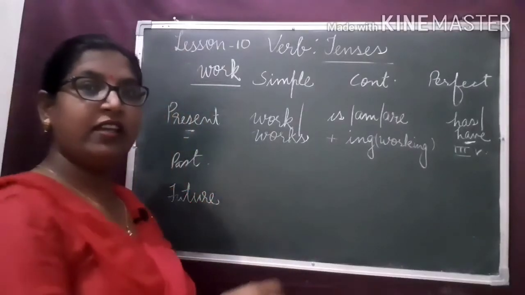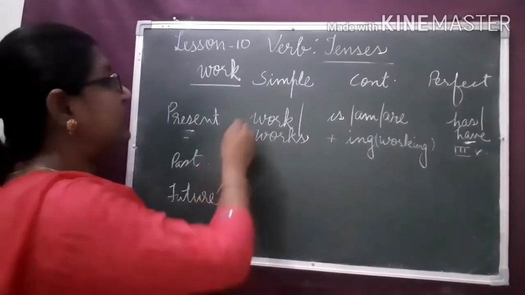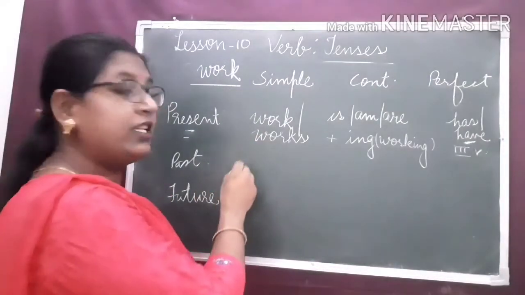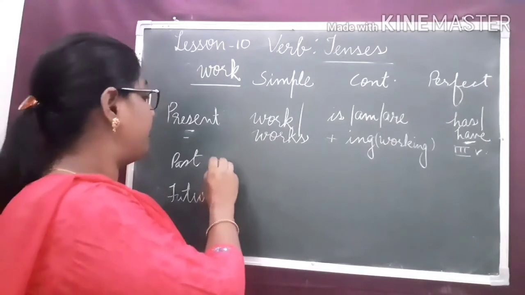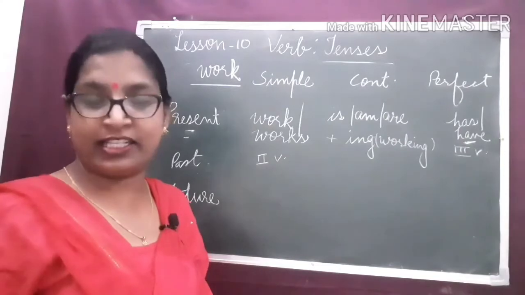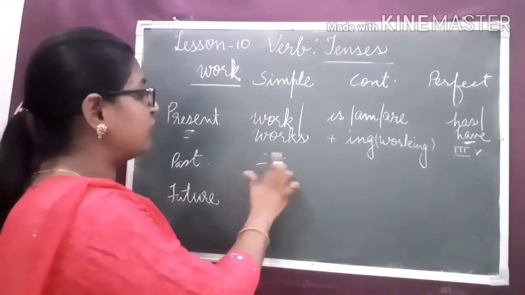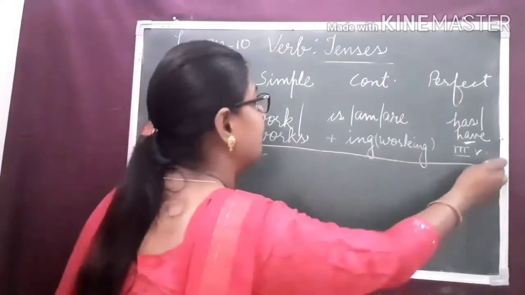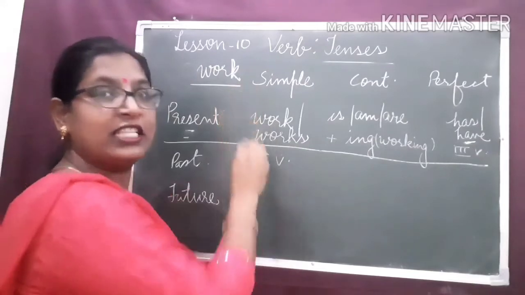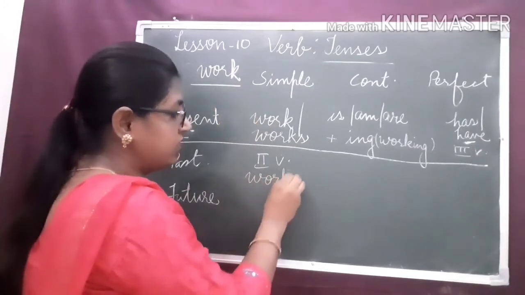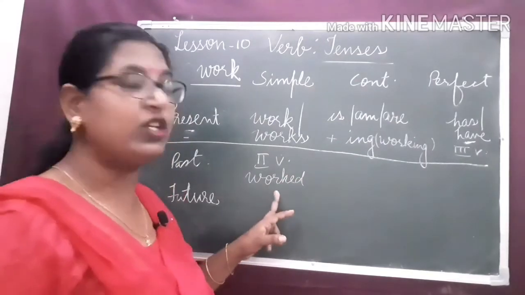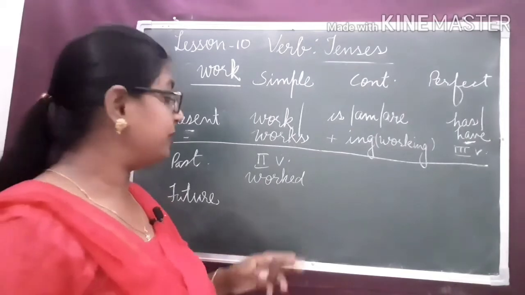Now let us see the form of verb in simple past tense. In simple past tense, we use the second form of the verb, that is the past tense form of the verb. It is also called the second form of the verb. And for the verb work, the second form of the verb is worked. Whether the subject is singular or plural, in simple past tense we use the second form of the verb.